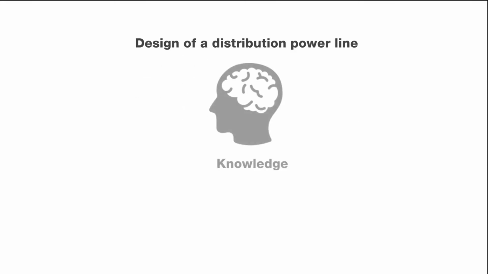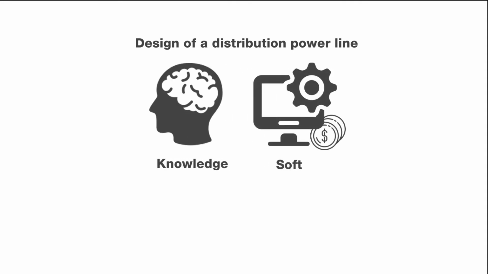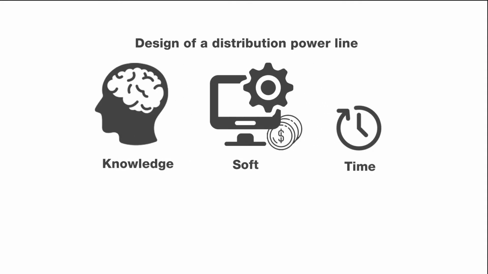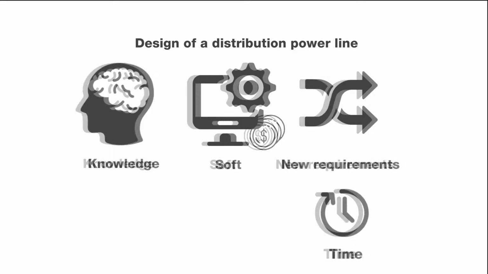Typically, the design of a distribution power line is a very complicated task requiring extensive knowledge, special expensive software, accumulated experience, and of course, time. Adjustments to the project are inevitable as well because it's necessary to redo routine calculations again and again. This takes up more valuable time and can lead to errors.